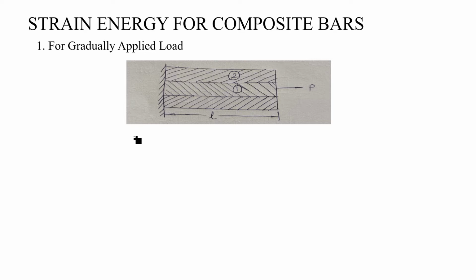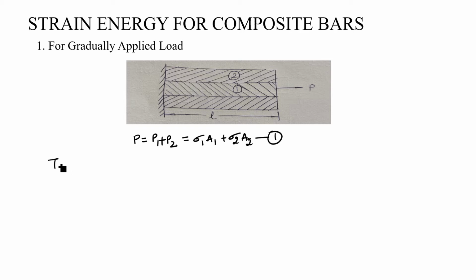So I can say that total load P will be P1 plus P2, where P1 is the load borne by the first bar and P2 is the load borne by the second bar, or I can say it is the amount of resistance provided by the bar to the load applied on it. So when I write here in the form of resistance, I can say it is sigma 1 A1 plus sigma 2 A2. Let me mark this as equation 1, which I am going to use.